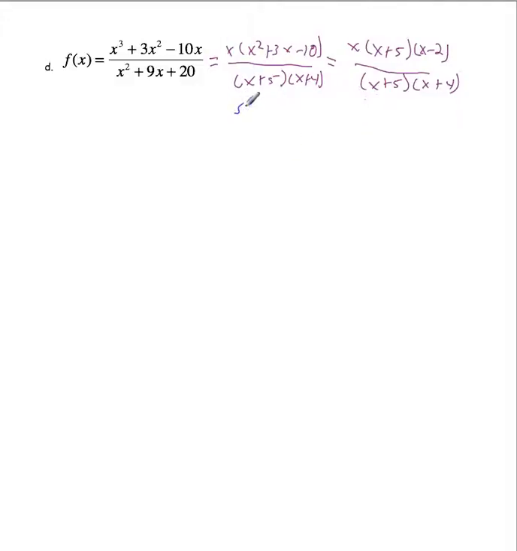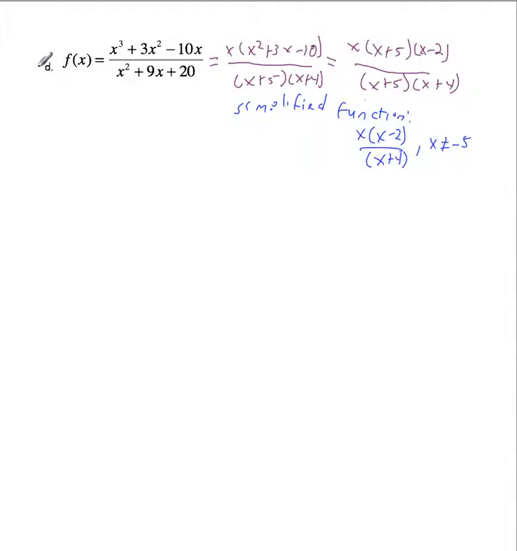So the simplified function would occur if we canceled out that x plus 5 factor. So that's going to be x times x minus 2 over x plus 4. And remember, we have to restrict that x cannot equal negative 5 because that's not part of the domain. Now we're going to go on with our analysis.